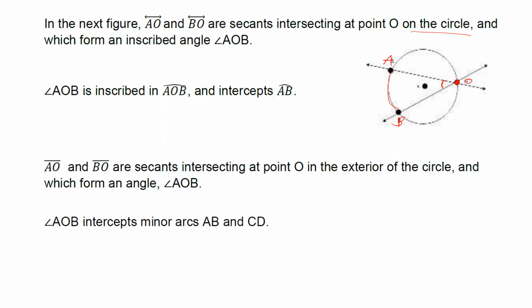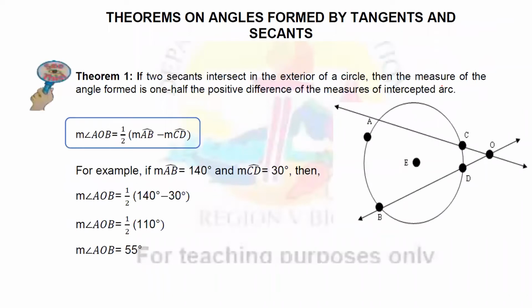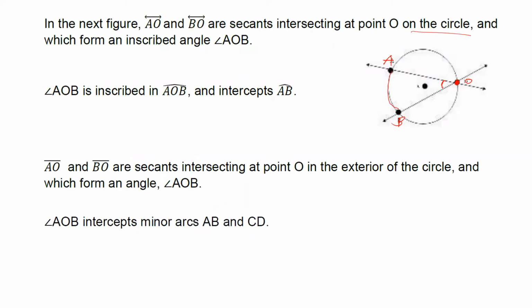Iba na ito. AO and BO are secants intersecting at point O in the exterior of the circle and which form an angle AOB. Angle AOB intercepts minor arcs AB and, bakit may CD na dito? Mali-mali pa yung module. I-disregard natin ito. Hanggang dito lang tayo.